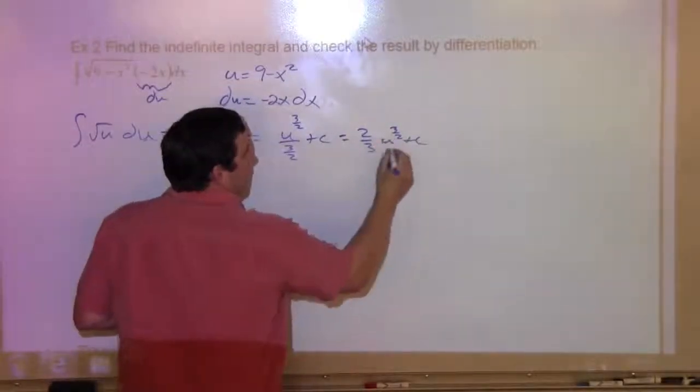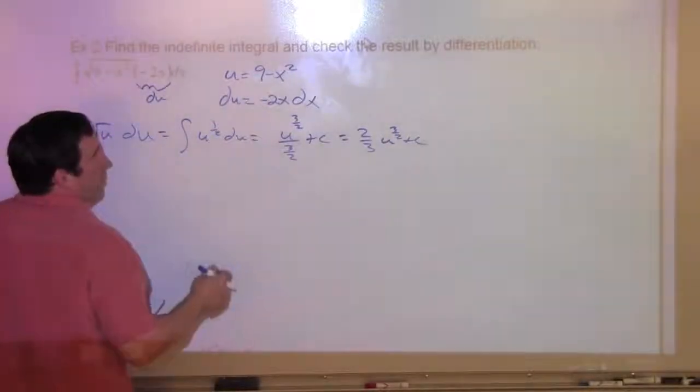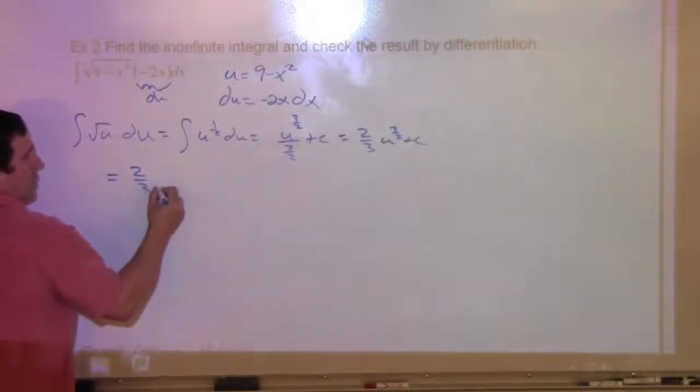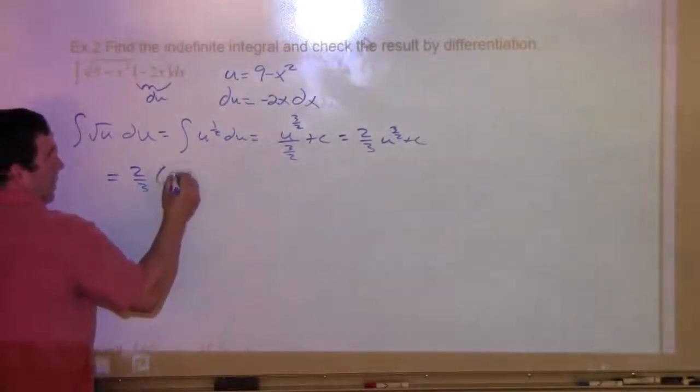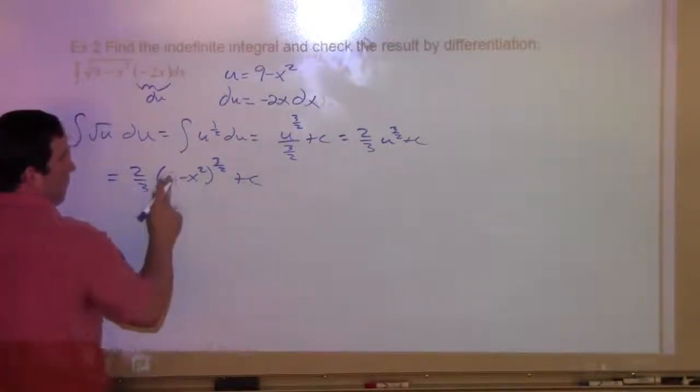And this looks nice and everything, but we really need to go back to what we started with. And we started with u being 9 minus x squared. So this is 2/3 times 9 minus x squared to the 3/2 plus c.